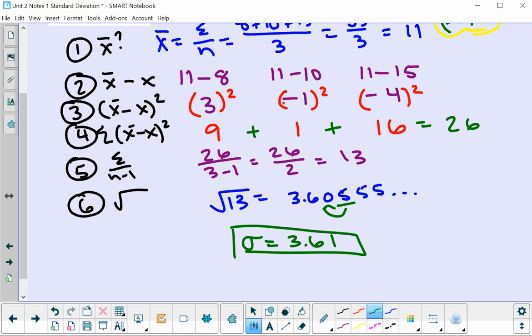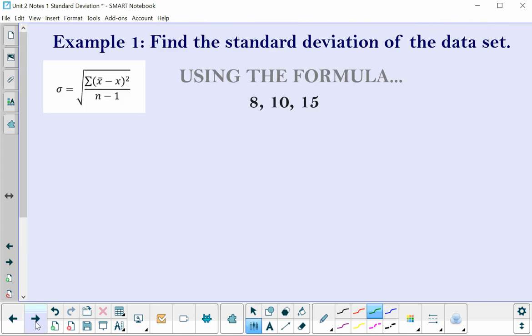Okay. Now let's use that same data set and let's talk about how we could plug that into the formula. If I was going to plug that into the formula, here's what it would look like. So again, this is my formula that I'm using. You still have to find the mean first. You always need the mean and you always need the n. So that's still something that you have to do. So find your x bar.